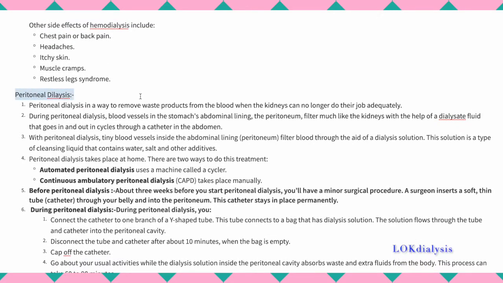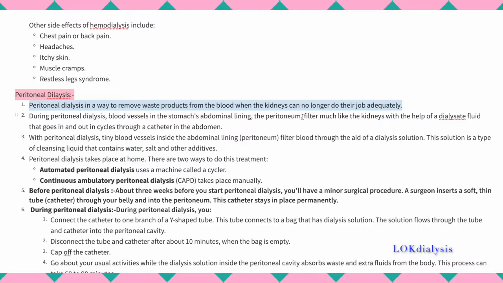It is also another important modality which is done in the patients who have renal failure. So peritoneal dialysis is a way to remove waste products from the body when the kidney can no longer do its job adequately. During peritoneal dialysis, blood vessels in the stomach's abdominal lining, the peritoneum, act as a filter.